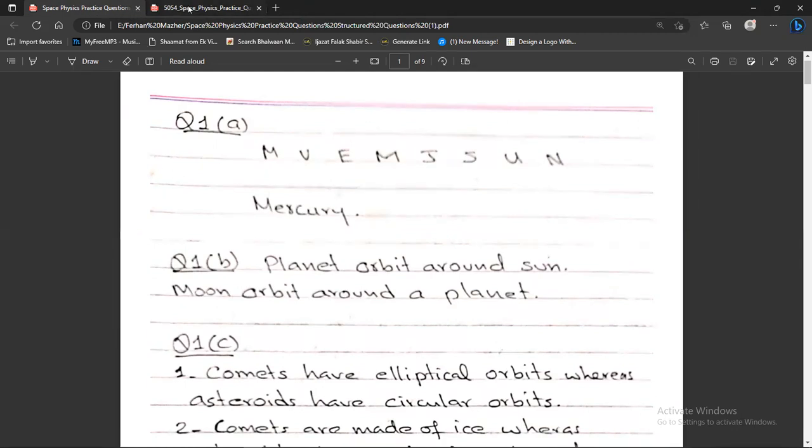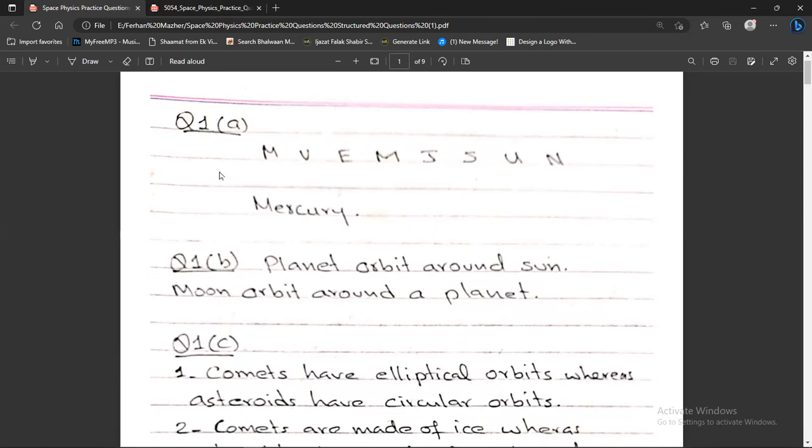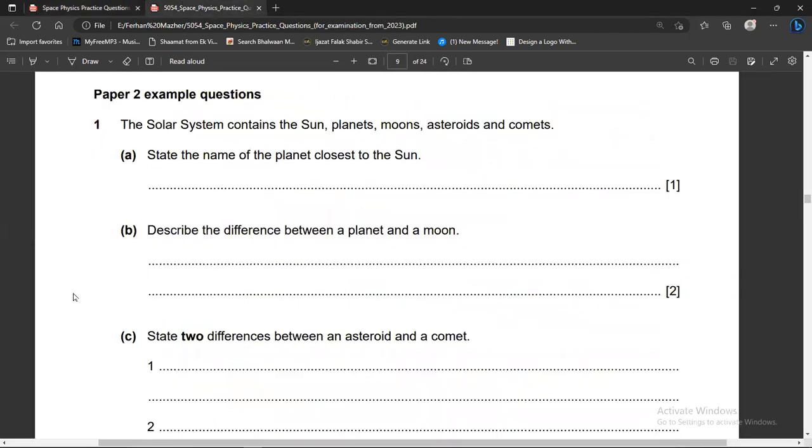Then question 1B: describe the difference between a planet and a moon. A planet is a body which is orbiting around the sun, and a moon is a solid body which is orbiting around a planet. So let me show you, the planet orbits around the sun, the moon orbits around a planet. So this is my answer.